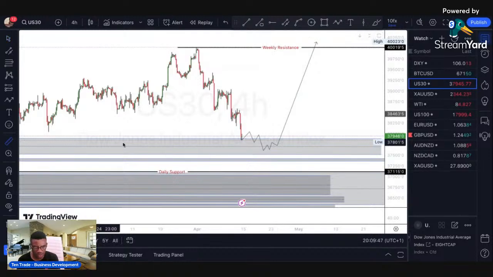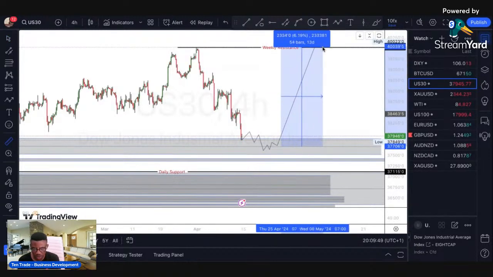I don't really get this. Are you saying 23,000 pips? Yeah, because of the way the pips are calculated here, we'll see 23,000 pips here.